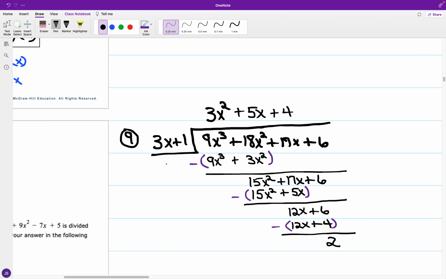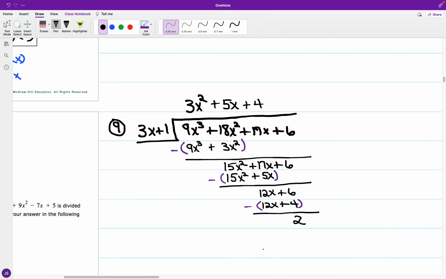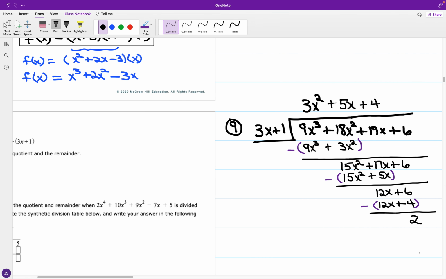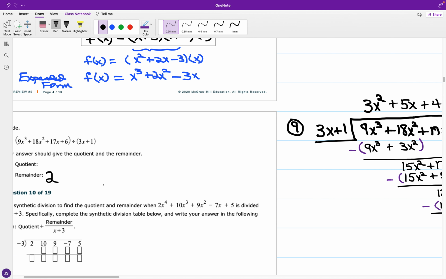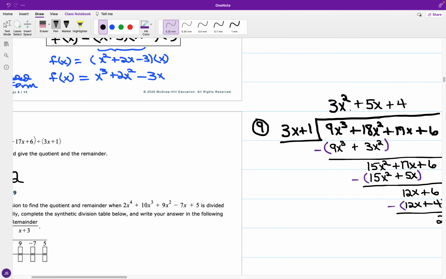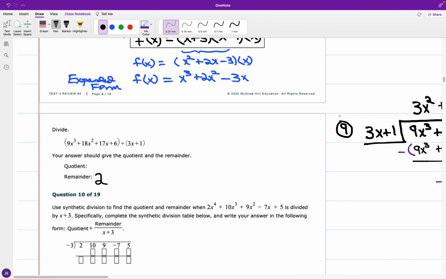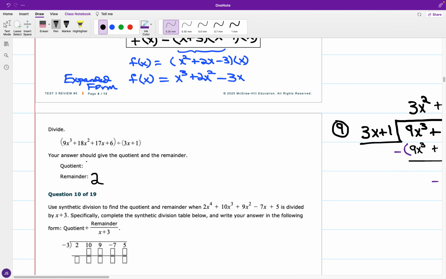Okay, and I can no longer continue, for I cannot take 3x directly into 2. So for what we have left over, 2 is going to be the remainder. And the top expression, that is going to be the quotient, whereupon we have 3x squared plus 5x plus 4.